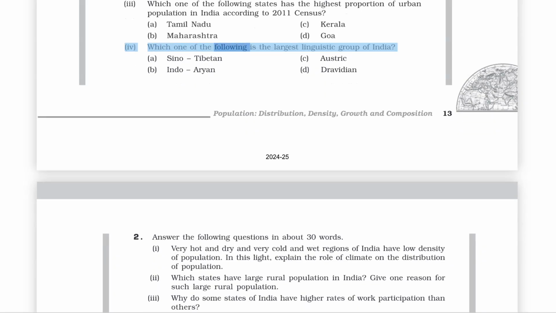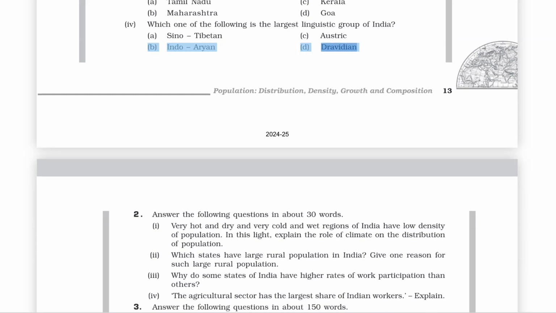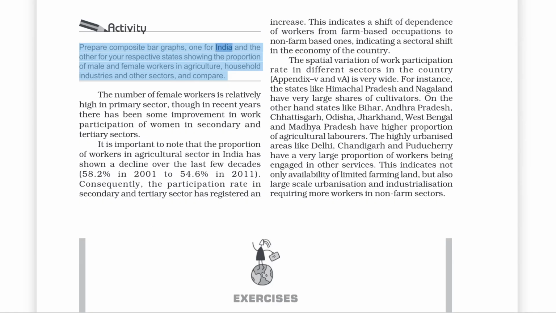4. Which one of the following is the largest linguistic group of India? A. Sino-Tibetan, B. Indo-Aryan, C. Austric, D. Dravidian. Prepare composite bar graphs, one for India and the other for your respective states, showing the proportion of male and female workers in agriculture, household industries and other sectors, and compare.